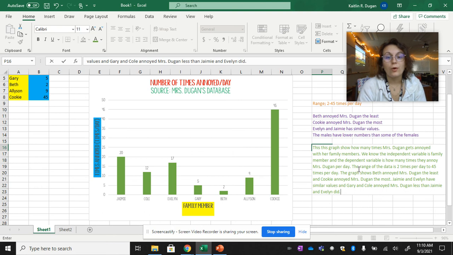Okay, so remember, you always want to look for the independent and the dependent variable first. You want to figure out what is being measured and what is being changed. You also need to figure out what the graph is about. Make sure that you have that title. If you don't have a title, someone might not know what you're trying to measure.